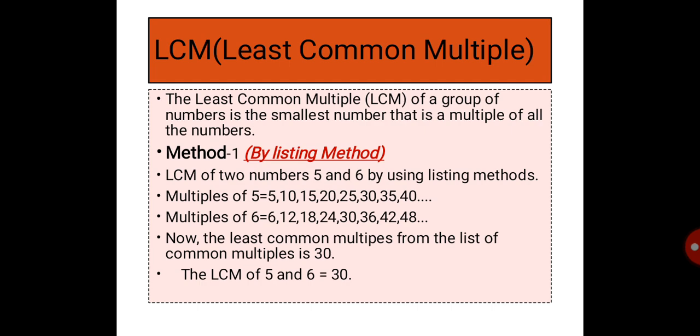Understand everyone? So the common multiple is 30. That is, the LCM of 5 and 6 is 30.